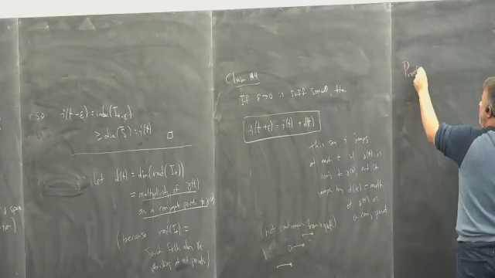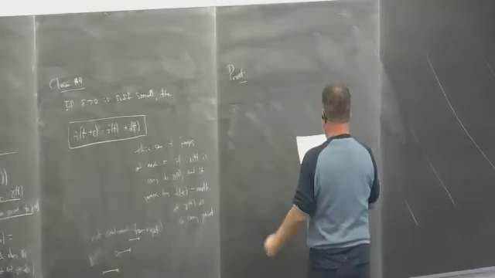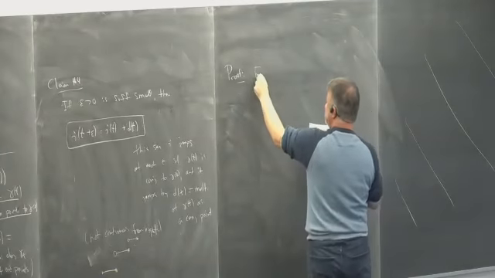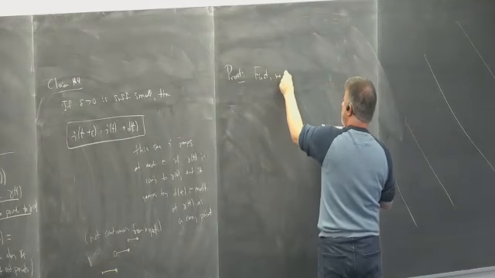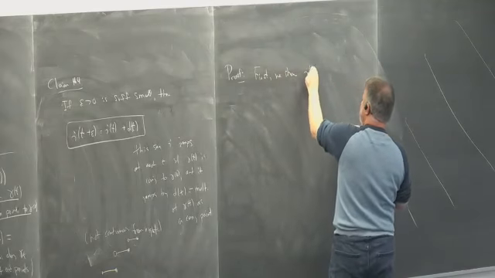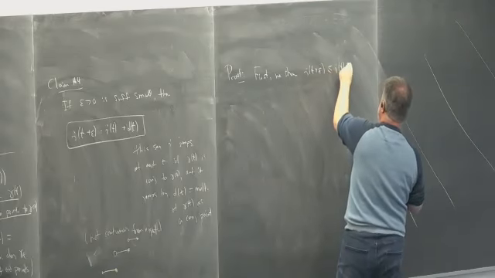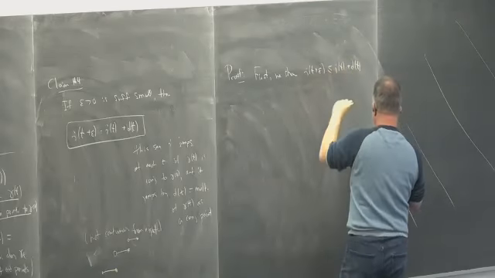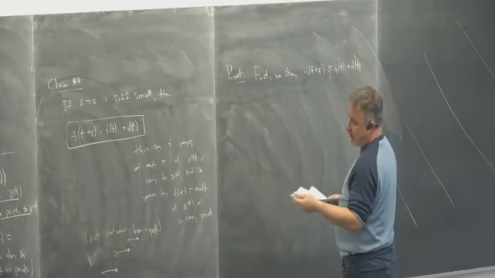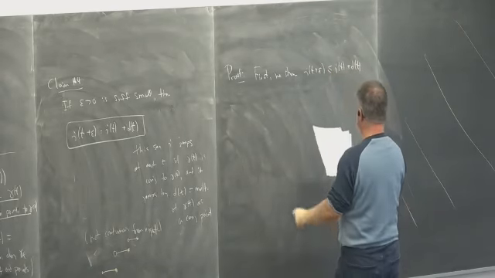Again, we're going to prove that each side is less than or equal to the other side. So first, we show that I of t plus epsilon is less than or equal to I of t plus d of t. And this again will use the continuity of I with respect to t.